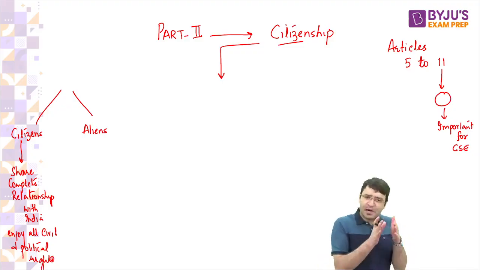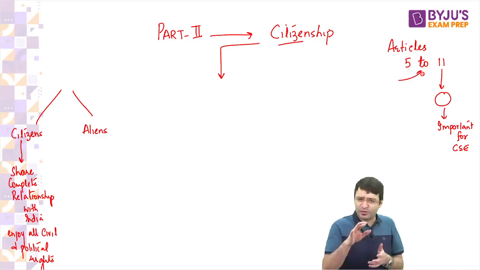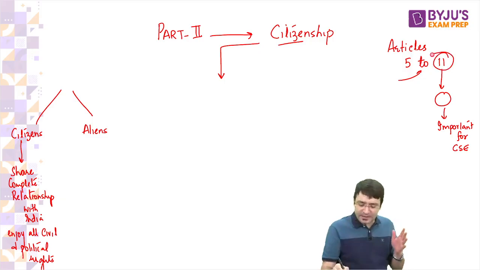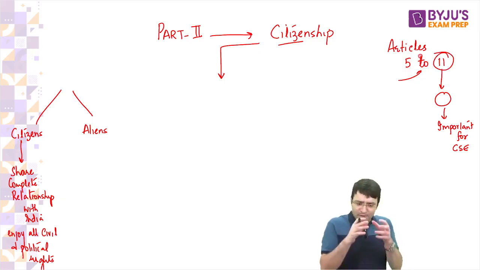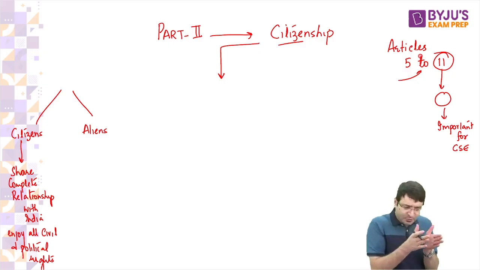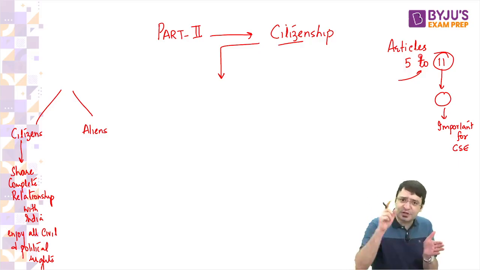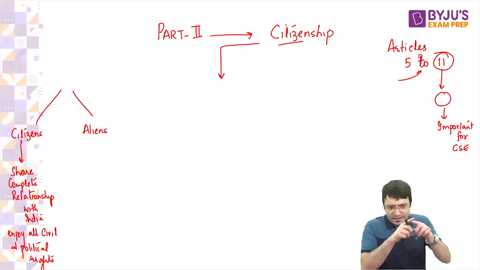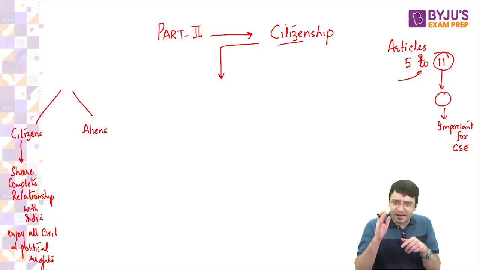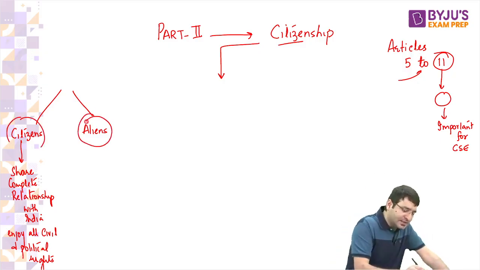Citizenship chapter, Part 2 of the Constitution, under Articles 5 to 11. Articles 5 to 10, I will tell you what they are, but they are not of much significance now for your examination. But Article 11 is important. But what is citizenship? Citizenship is basically a relationship between a group of people and the state, and you owe your allegiance to the state. What does that mean? If we look at all the people who are residing in India right now, we can divide them into two categories. Some of them are citizens, others are aliens.